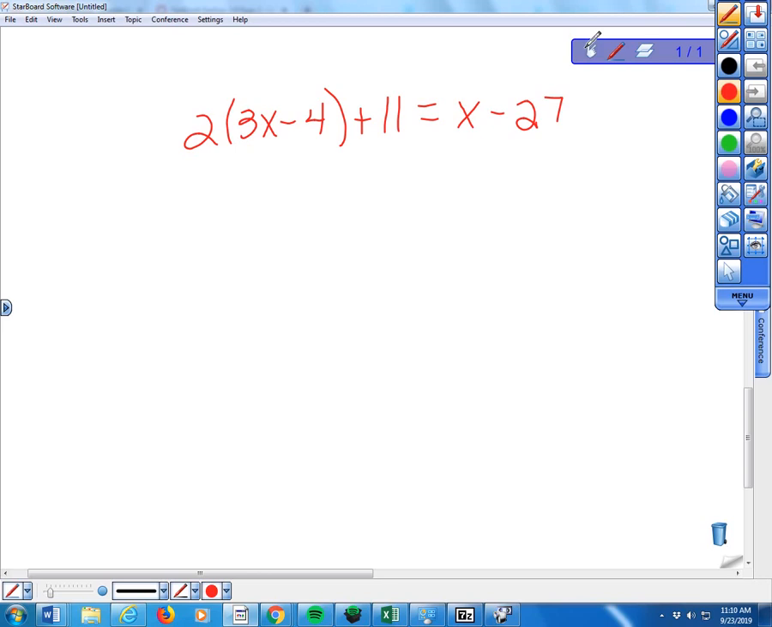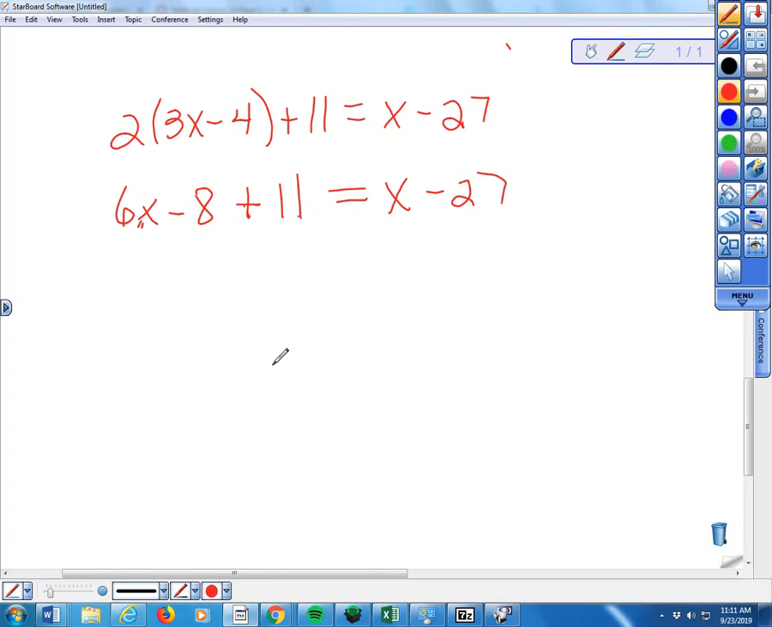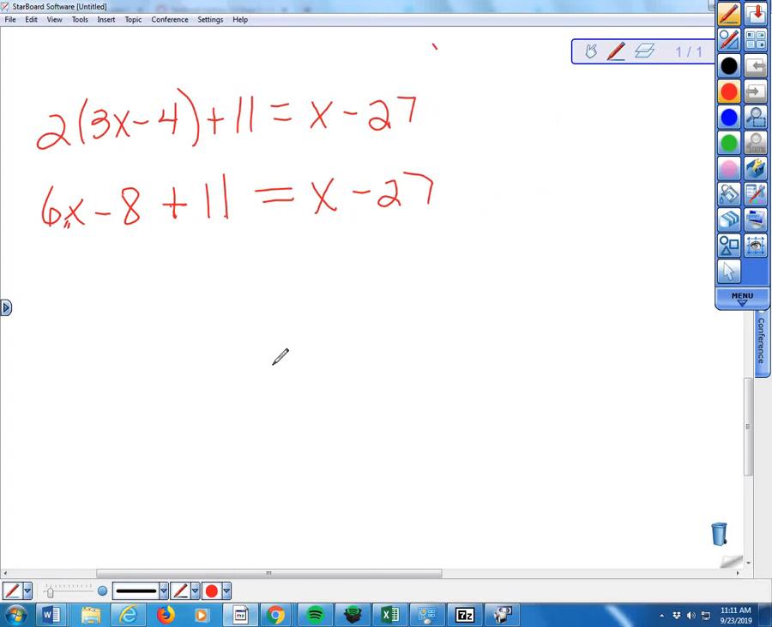Okay, so I would say 6x minus 8 plus 11 equals x minus 27. And that would be my statement. The reason is the distributive property of equality.